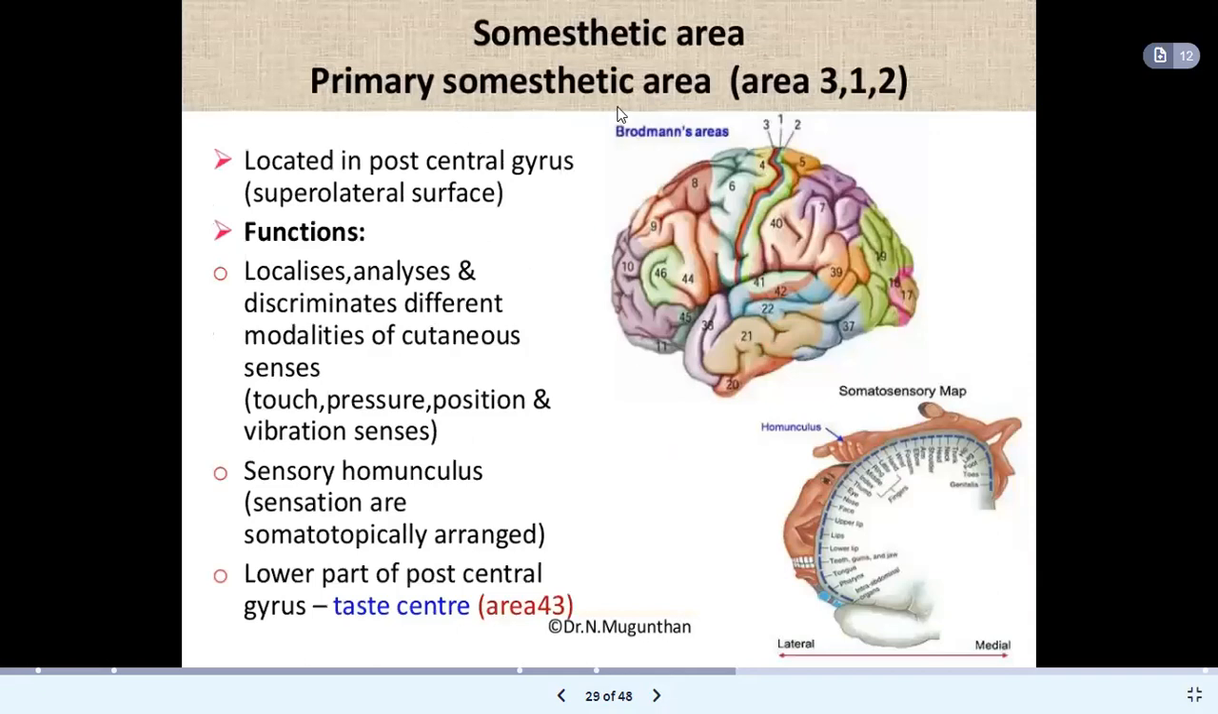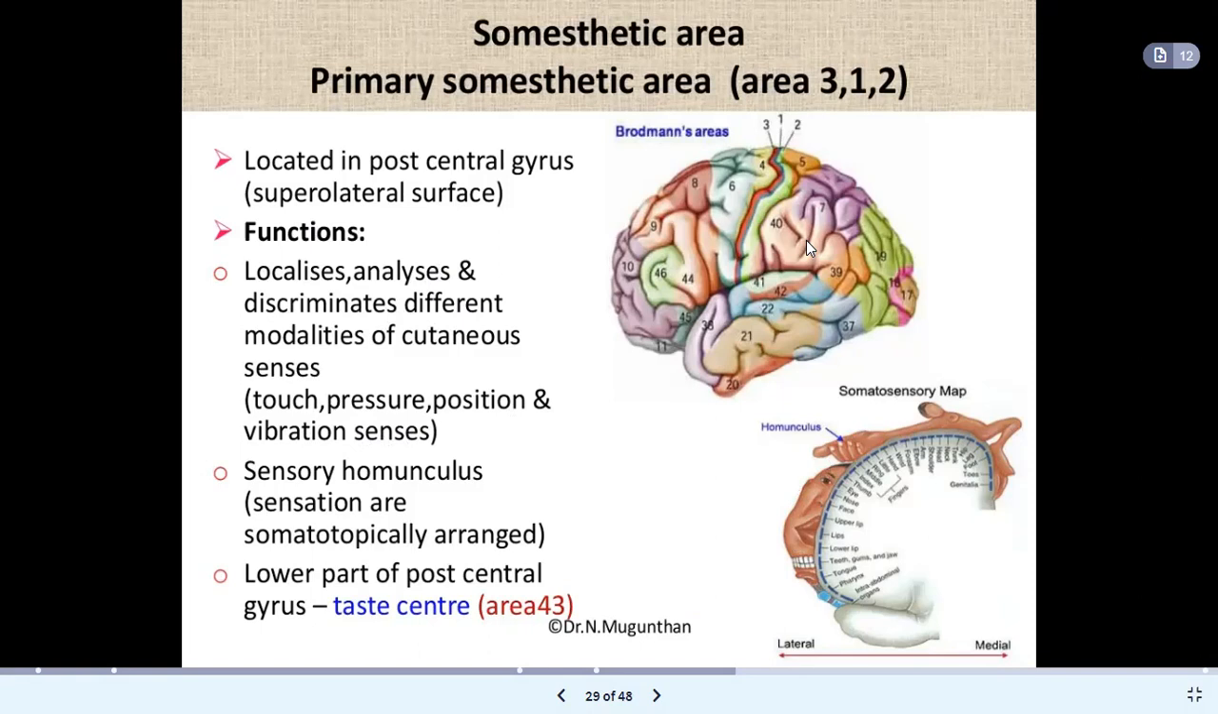Now the primary somesthetic area is area number 3, 1, 2, which we see in the post-central gyrus on the superolateral surface of the brain. Areas 3, 1, 2 are responsible for localizing, analyzing and discriminating different modalities of cutaneous senses. It is a sensory area, right? Hence it perceives touch, pressure, position and vibration sense. Here is the body's representation, the sensory homunculus. Sensations are somatotopically arranged.